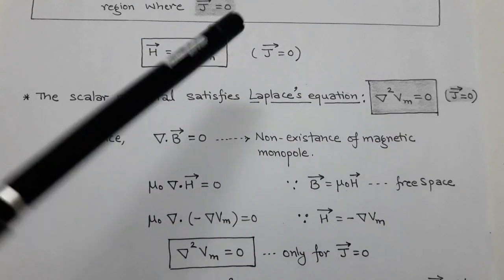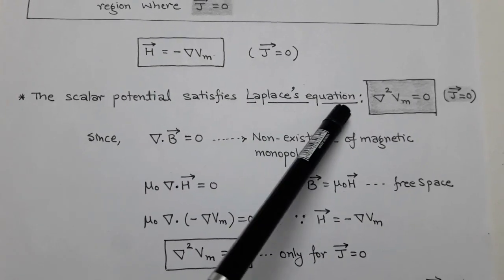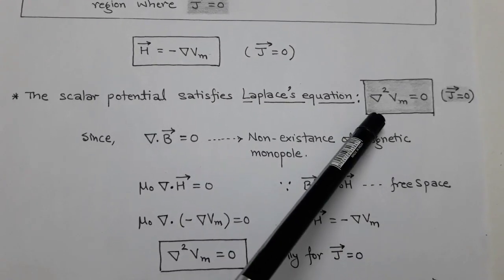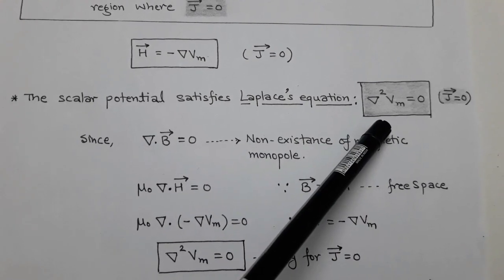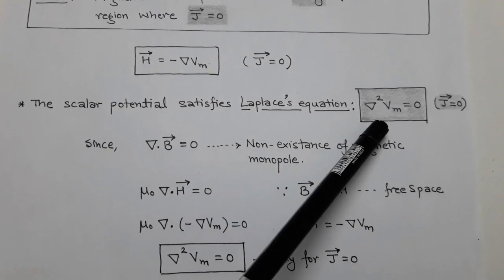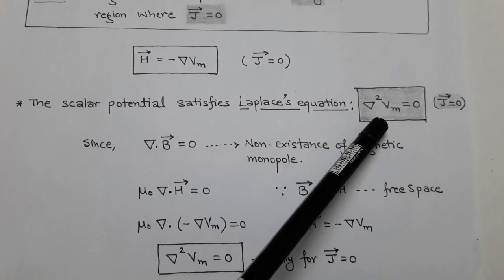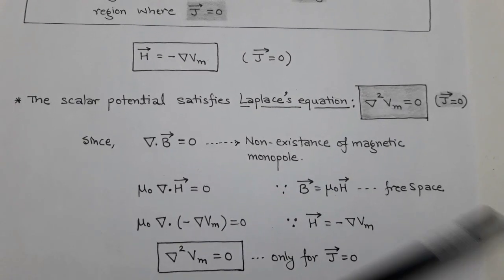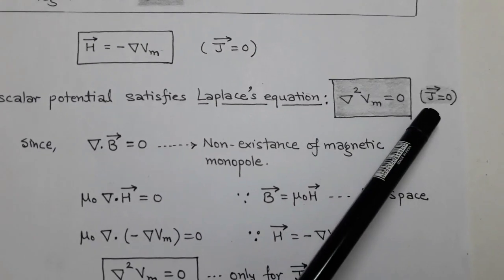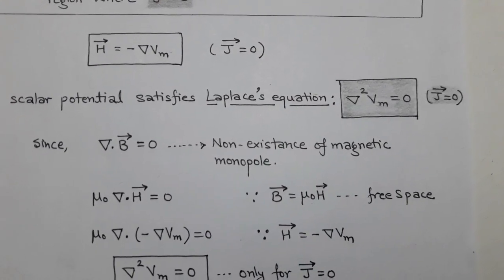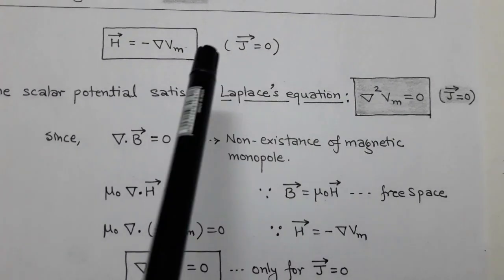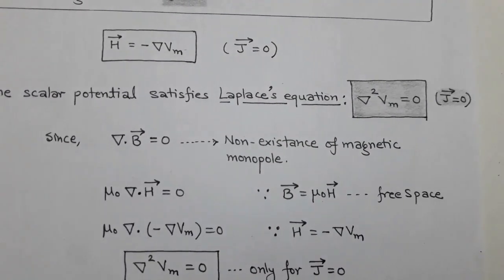The scalar potential satisfies the Laplace equation. Here the Laplace equation in electrostatics is del square V equals 0. Similarly, the Laplace equation in magnetostatics is del square V suffix M equals 0. And this happens only when the current density J vector is equal to 0, because the scalar magnetic potential exists where the current density J vector is equal to 0.